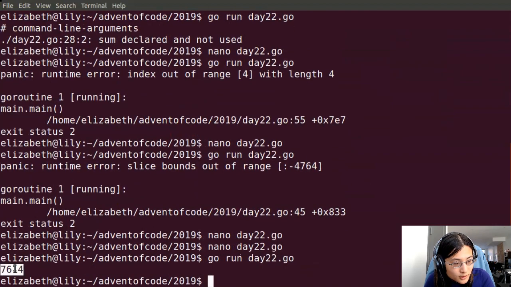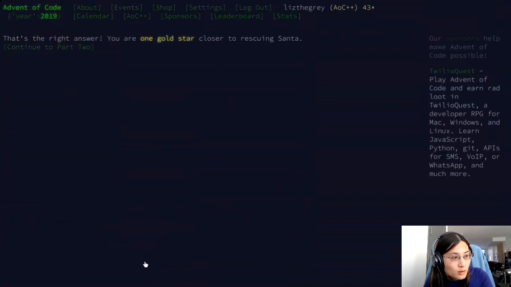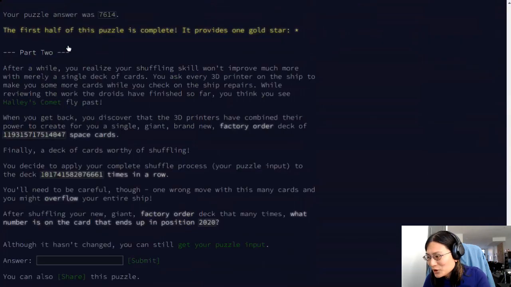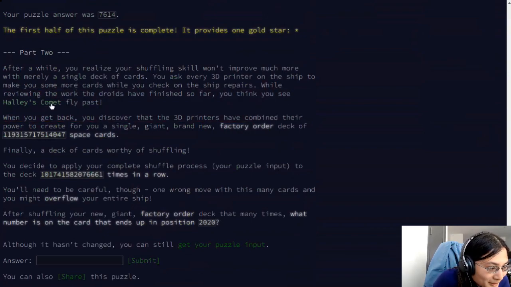Okay, let's see whether that works. Be surprised if I got it correct in the first try, but you never know. That's correct. Gold star. Part 2. Excellent. Yay, Halley's comment.